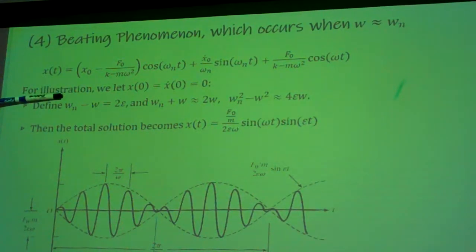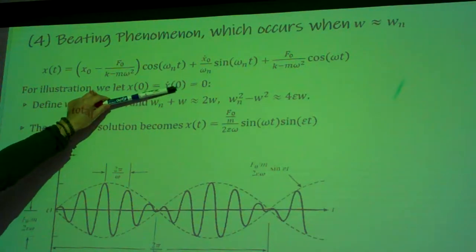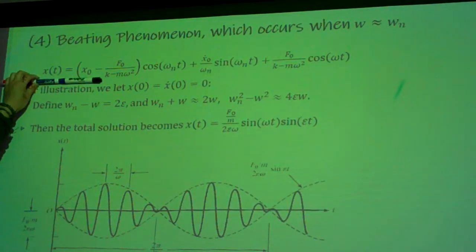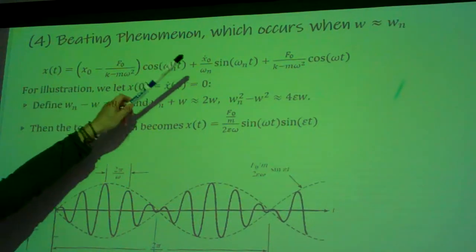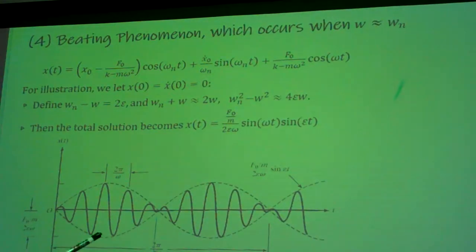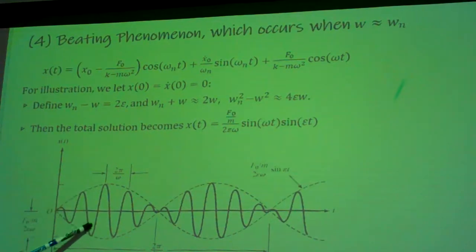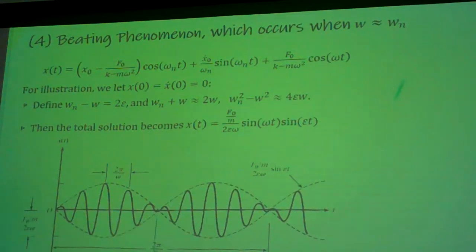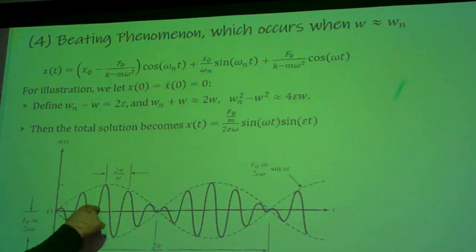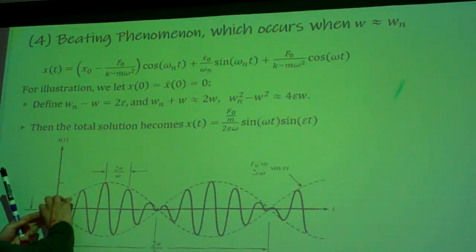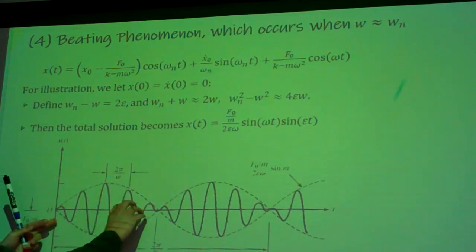For these illustrations, we don't consider the transient response. By eliminating the transient response, the total response simply equals the steady state response. Under that situation, the oscillation of the system will be something like this curve. The system oscillates periodically like this, with a pattern in the amplitude something like this.